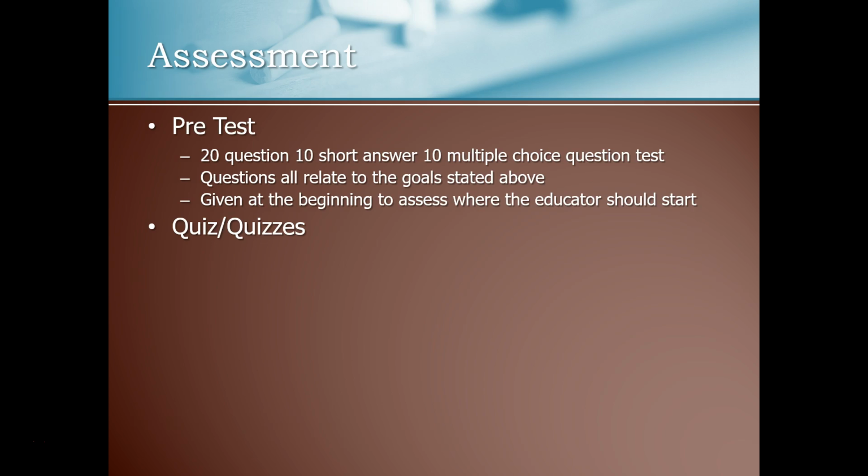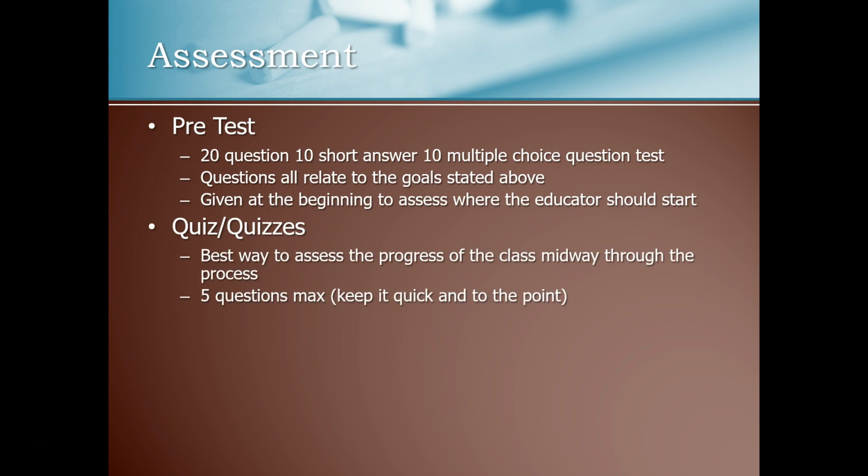The second assessment would be the quiz, or quizzes, depending on what's needed. This is the best way to assess the progress of the class midway through the process. Each quiz would be 5 questions max. I find it best to keep it quick and to the point for these type of things. It's just a quick, here, everybody take this, let's see where everybody's at. Sometimes you can do this in the form of, say, classwork or homework. I find quizzes get them to focus a little bit more, but it is up to you.